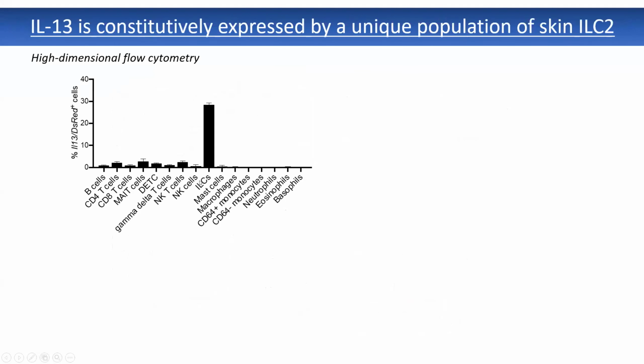We, of course, then wondered which cells produce IL-13 at steady state, because upon looking at the literature, there were very few reports and no functional reports of IL-13 being expressed in the skin of Black 6 mice or mice in general at the steady state. And so again, we used high-dimensional flow cytometry on IL-13 reporter mice to look at the immune cell compartment of the skin and identify which cell at the steady state is expressing and producing IL-13.